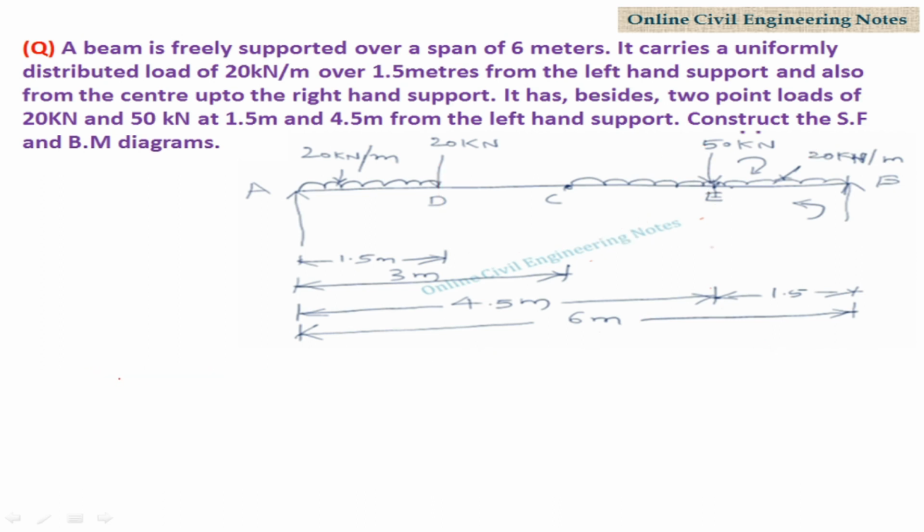Now calculate the bending moment at A. Bending moment at A, it can be written as M suffix A. There is no moment acting at A. The vertically upward force RA is acting, but there is no perpendicular distance.